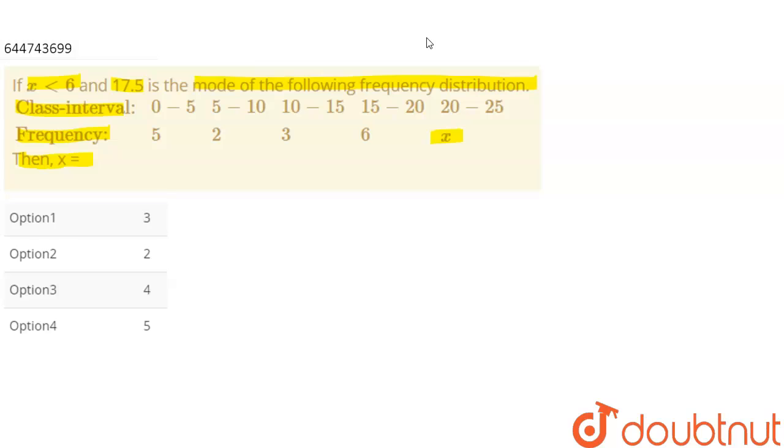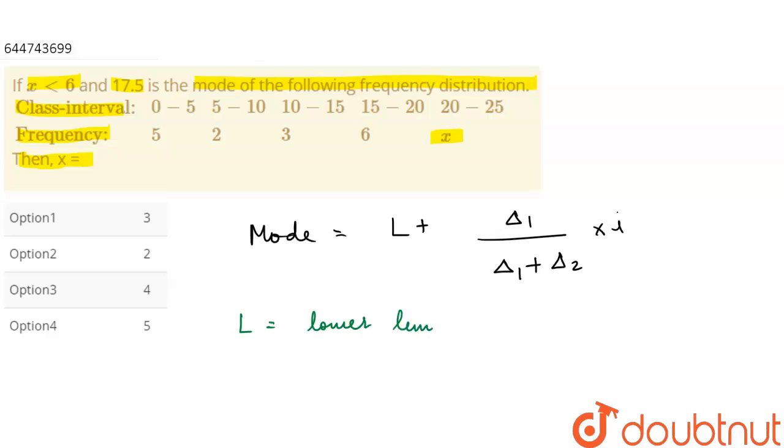Now since we are given the mode of the following frequency distribution, we can find the x by using the formula of mode. So here we know the formula of mode is L plus delta 1 upon delta 1 plus delta 2 into I. Now let's understand what these values are. So L here is the lower limit of the modal class.